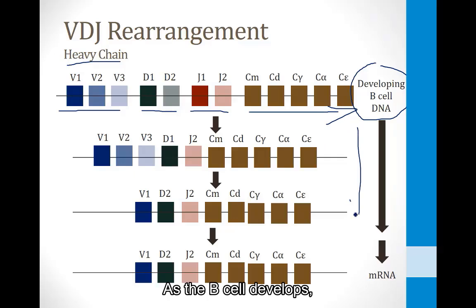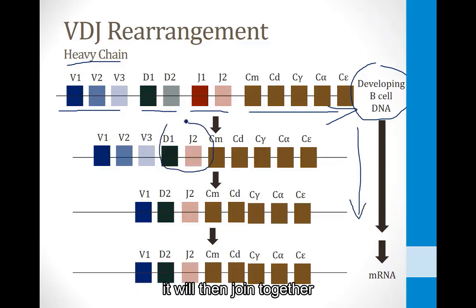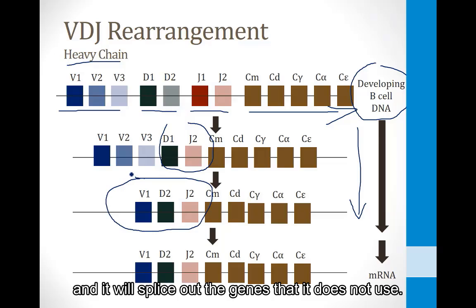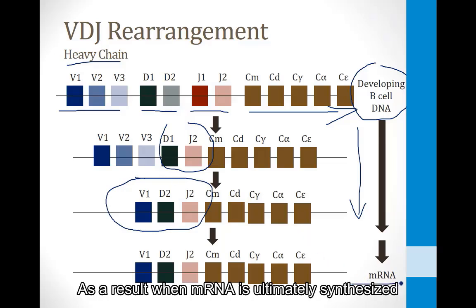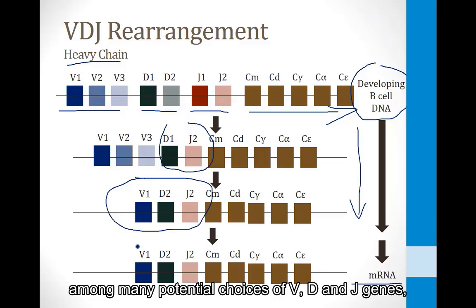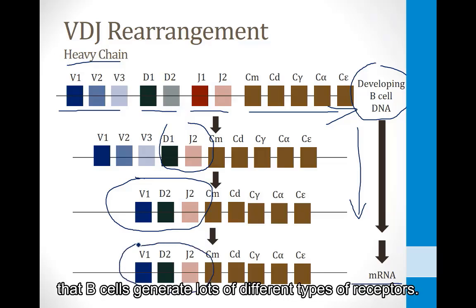As the B cell develops, what it's going to do is first join together one of the D genes and one of the J genes. It will then join together one of the V genes with the D and the J, and it will splice out the genes that it does not use. As a result, when mRNA is ultimately synthesized for the B cell receptor, among many potential choices of V, D, and J genes, only one of each will be used, and this is the way that B cells generate lots of different types of receptors.